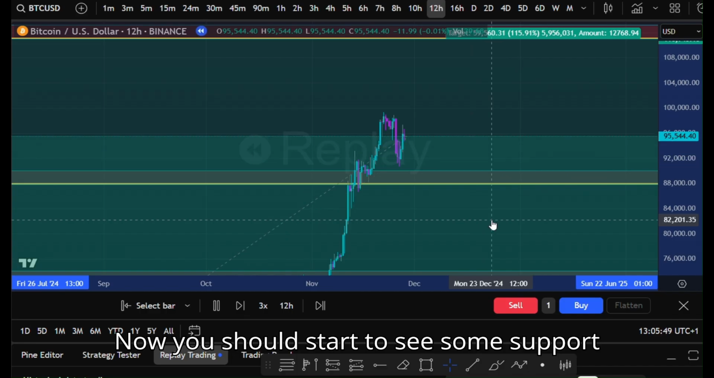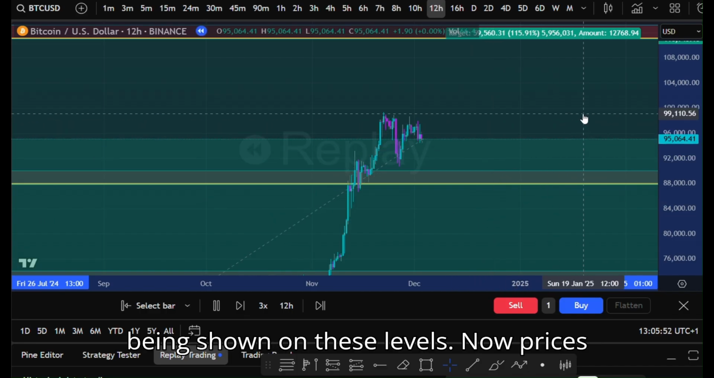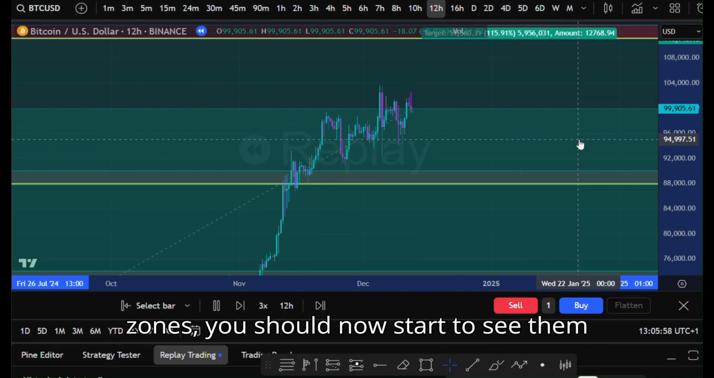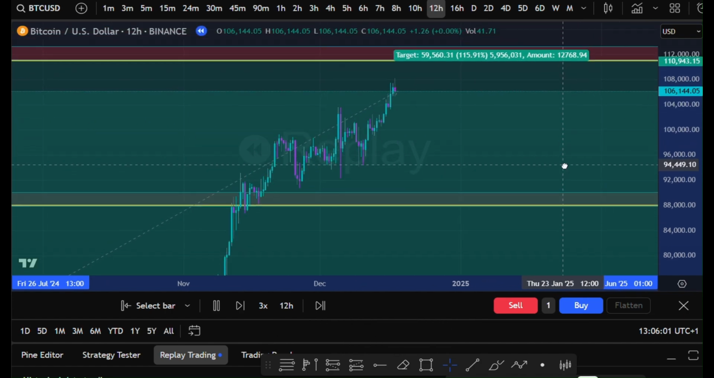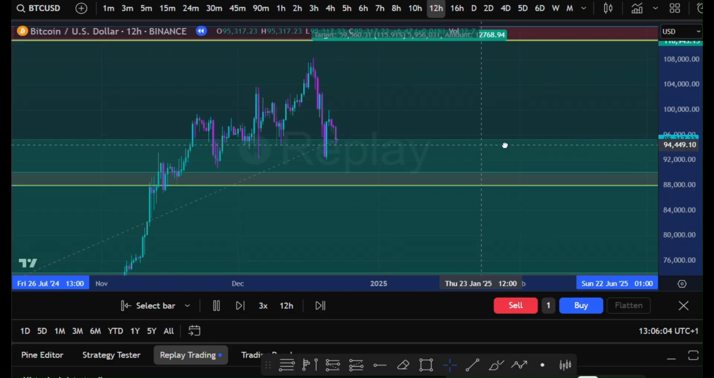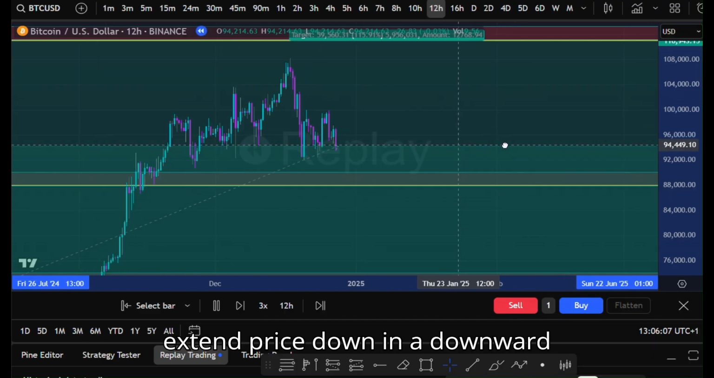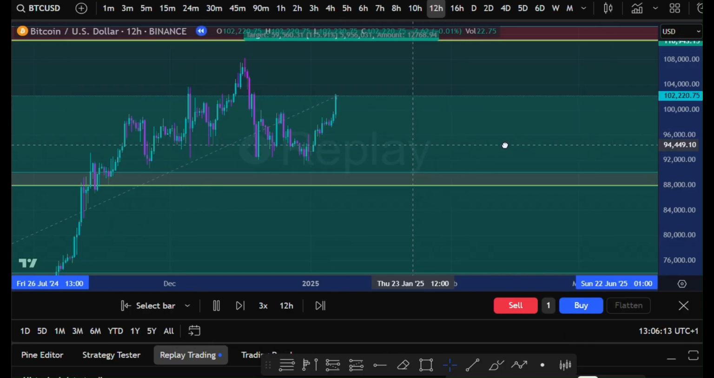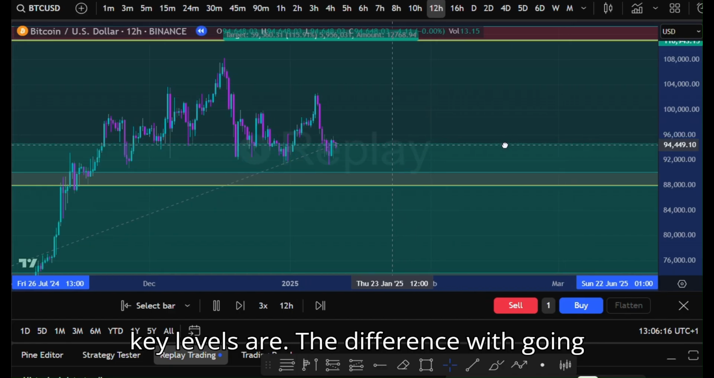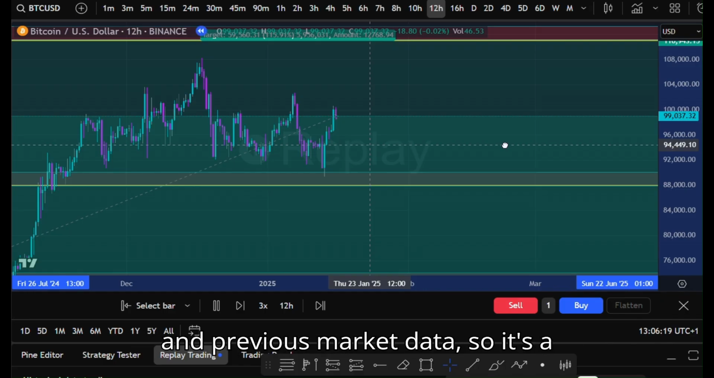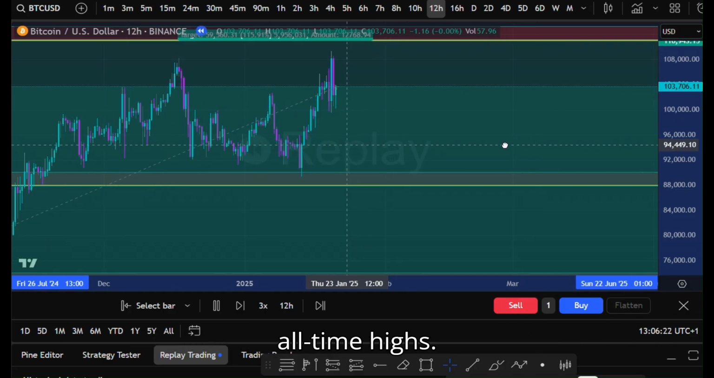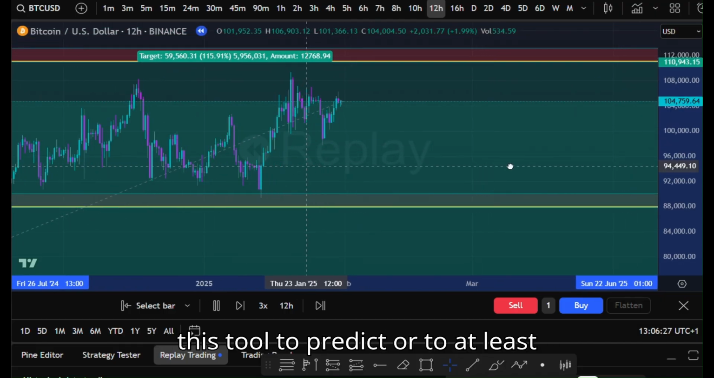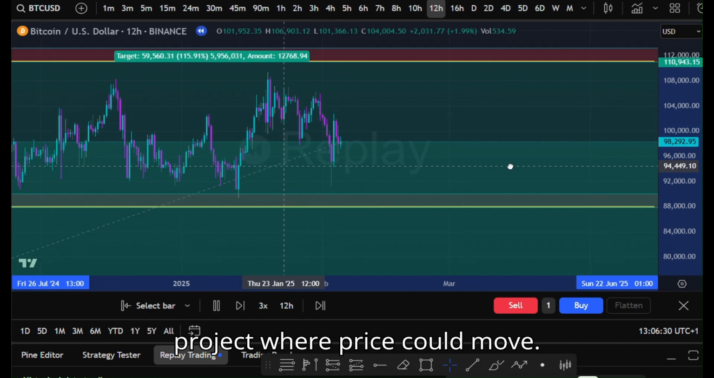Now you should start to see some support being shown on these levels. Now price is above these resistance zones, you should now start to see them react as support. But yeah, like I say, you can use these to extend price in a downward direction to work out where potential key levels are. Difference with going down is typically you're going off recent and previous market data, so it's a little bit easier than where you're at all-time highs. But there's a number of ways you can use this tool to predict or to at least project where price could move.